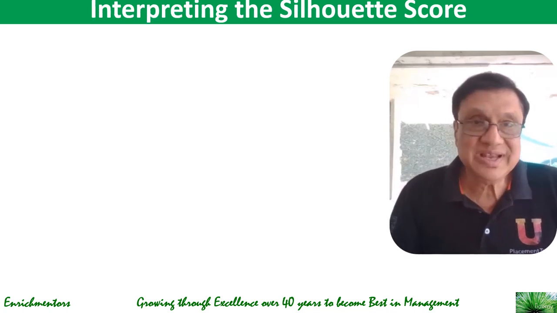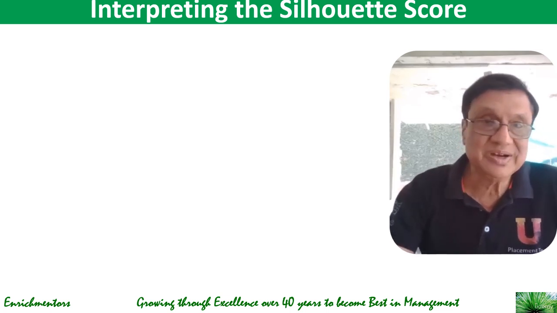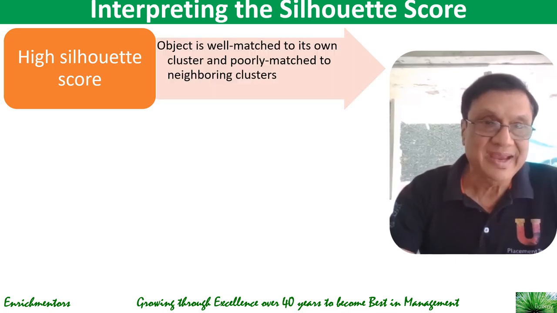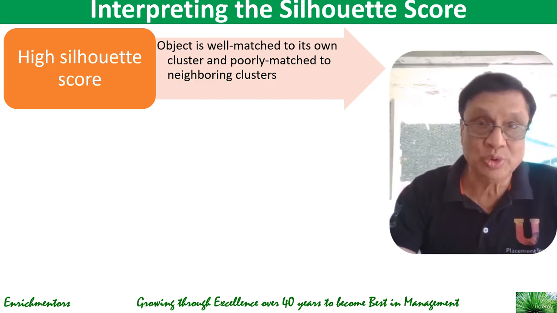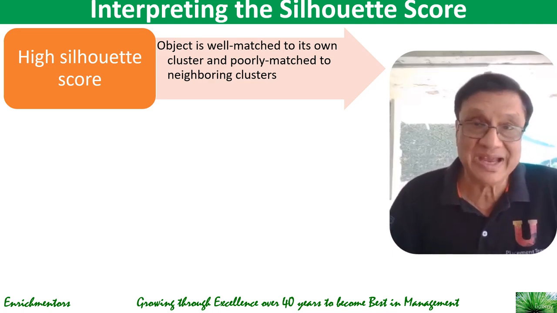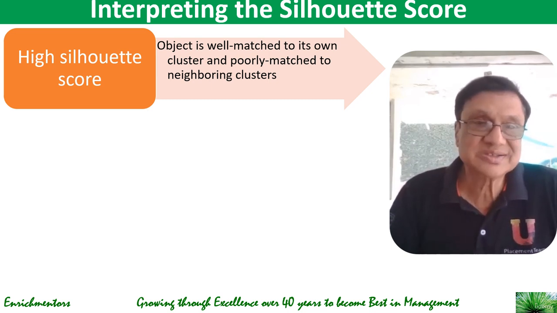Now the next question, after having measured the silhouette score, is how do you interpret it? The silhouette score ranges from -1 to +1. A high silhouette score indicates that the object is well matched to its own cluster. If the score is close to 1, the object is well matched to its own cluster and poorly matched to neighboring clusters, indicating that the object is in the right cluster, in the right place.